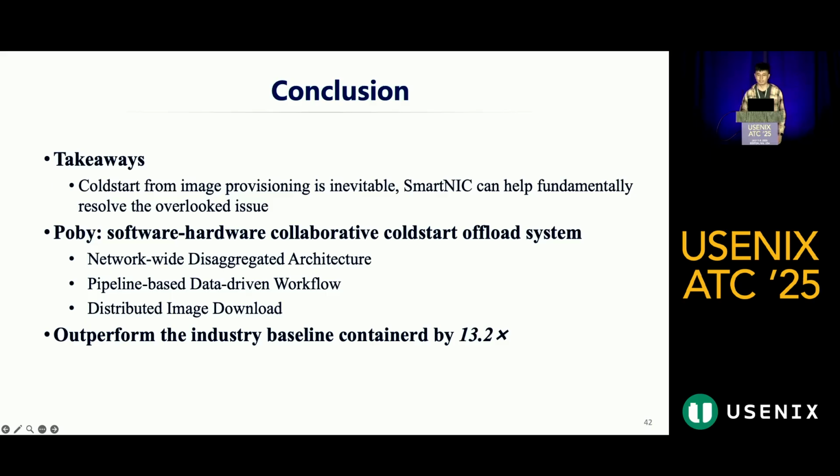To conclude, we identify the key observation that Coldstart from image provisioning is inevitable, and SmartNIC can help fundamentally resolve this overlooked issue. Based on this insight, we designed 3 core mechanisms, and the prototype system achieved a 30.2 times performance improvement over the industrial baselines.